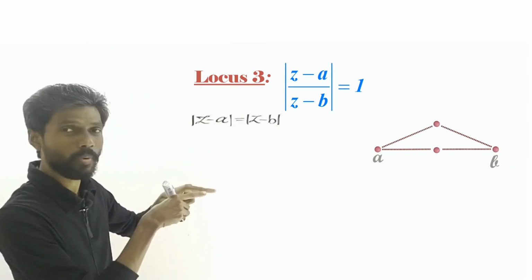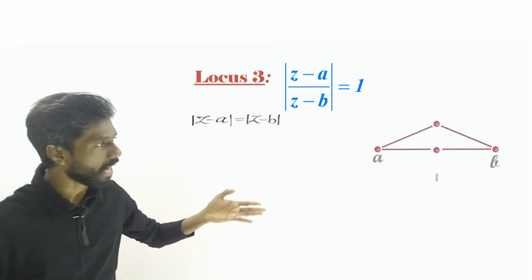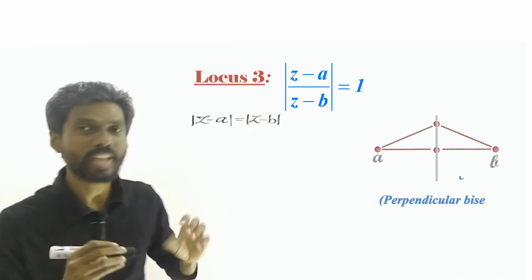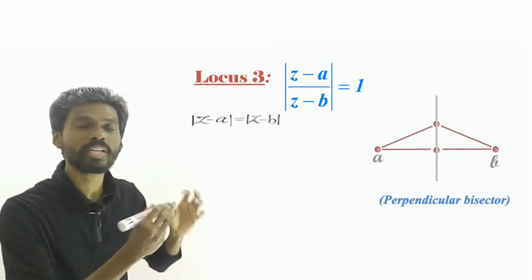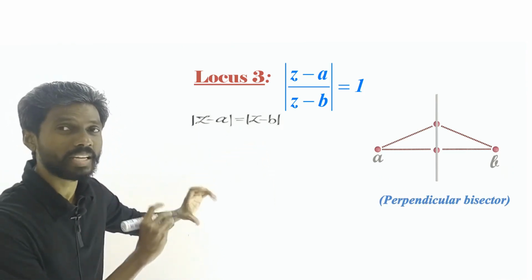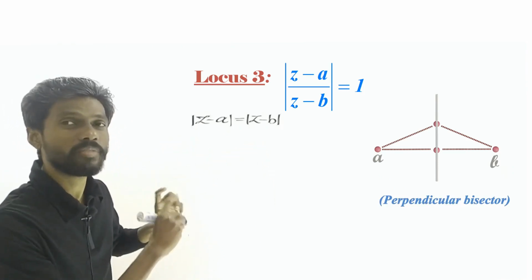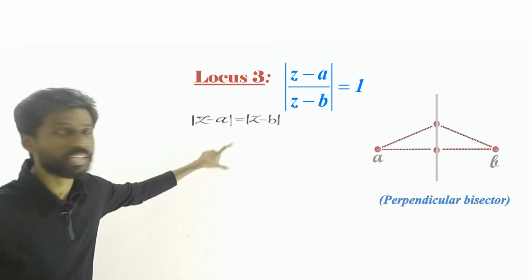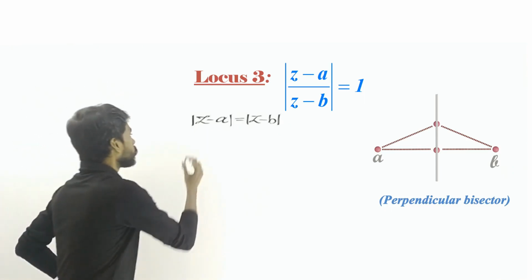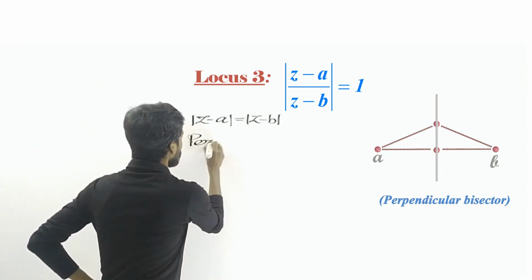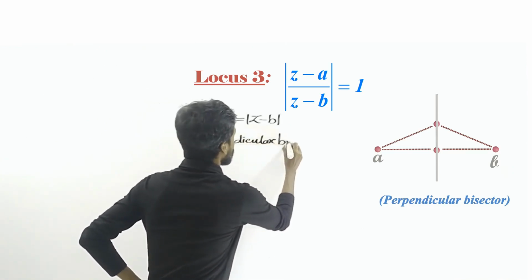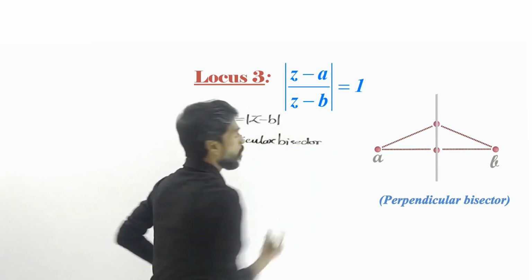Maybe z is at the midpoint, not necessarily. It can be any point on the perpendicular bisector. What is a perpendicular bisector? It is the locus of a point which is equidistant from the two given points. If you take any point on the perpendicular bisector, that point will be equidistant from these 2 points. That means the locus of z is a straight line, the perpendicular bisector of a and b.